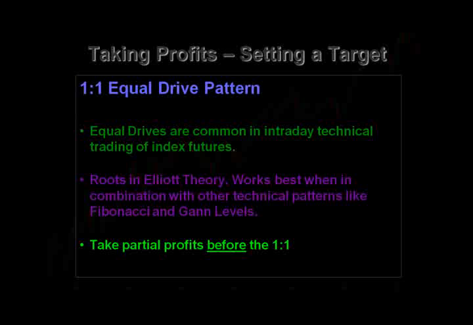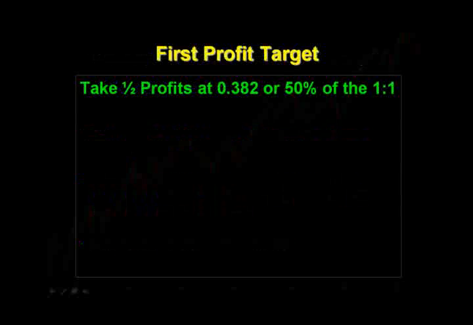So what we do is we take our partial profits well before that one-to-one. So here's what we do. We can take our profits at not the one-to-one level, but at 0.382 or 38.2% of that, or say at 50% of that. Now, the more conservative target would be 38.2%. So here's what we mean.